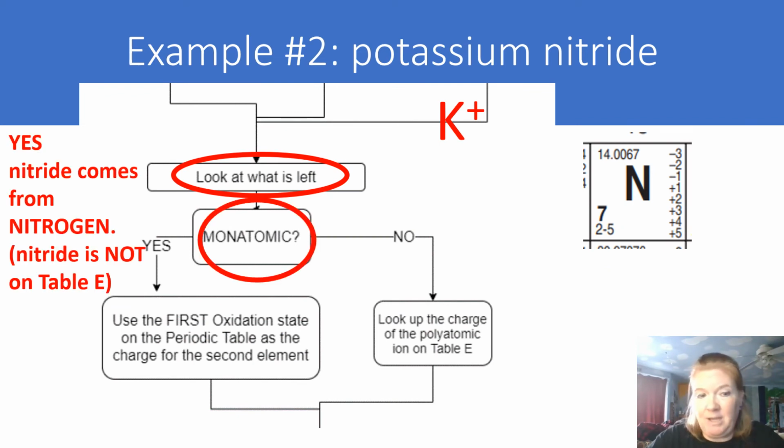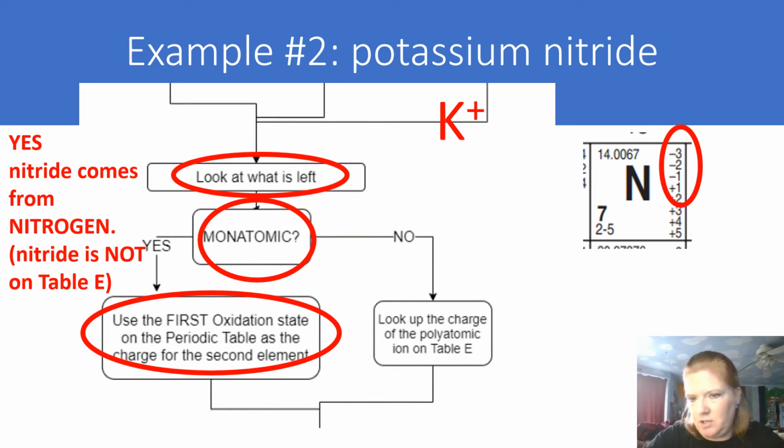Now look at what's left. It's monatomic. How do I know it's monatomic? Nitride comes from nitrogen, and also, as a double check, nitride is nowhere listed on table E, so it had to come from an element. So use the first oxidation state on the periodic table as the charge for the second element. So nitrogen had a giant list, but we use the first one.